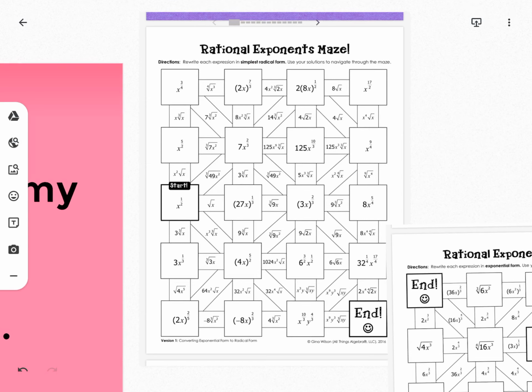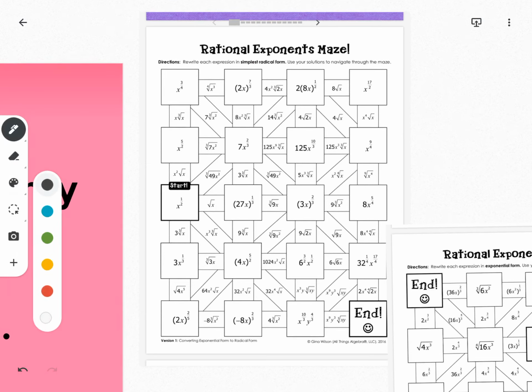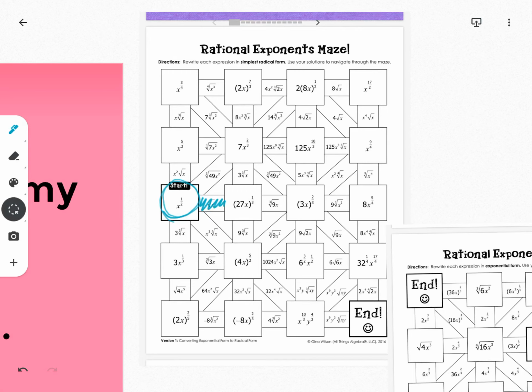Make sure you start at the one that says start on either one. So like here you'd start at x to the 1/2, and you're going to rewrite it, and it's going to tell you which path to go. So like we know x to the 1/2 is the square root of x, so we would go this way and now complete this next problem. Okay, go through, and it should all the way lead you to the end over here eventually.